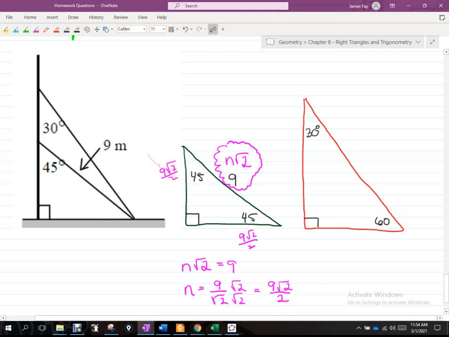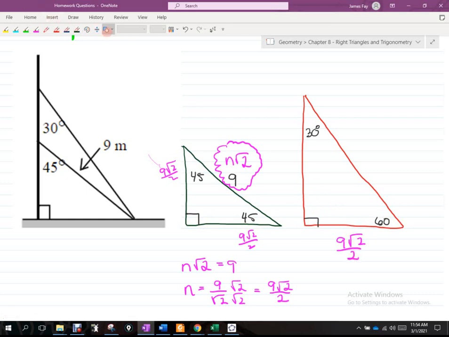Now that I've got that, let's look at this red triangle real quick. Because remember, this red triangle was stacked on top of this green one. Is there a segment that they share completely? Don't they share this bottom segment completely? So what's that make this length right here? 9 radical 2 over 2.